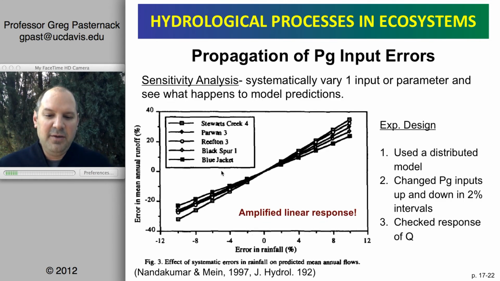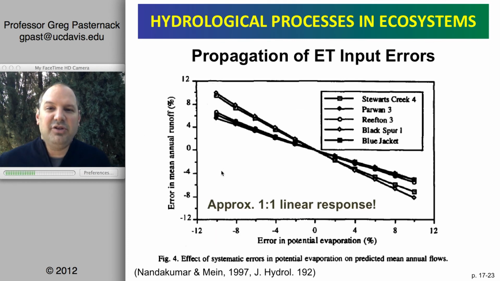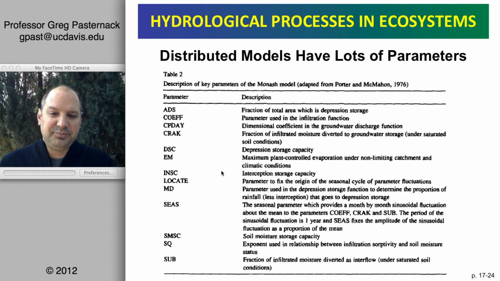So clearly, rainfall error in this model has a much stronger amplified effect than error in potential evaporation. As a result, as a practicing hydrologist, where would you put all your money in measuring right? Precipitation or potential evaporation? And the answer is that if you're using this model, you better put it into getting your precipitation as accurately as you can.